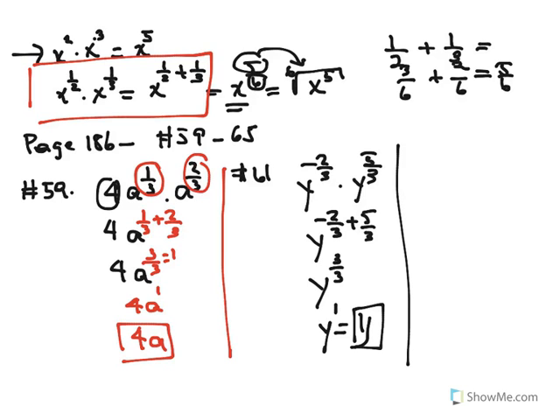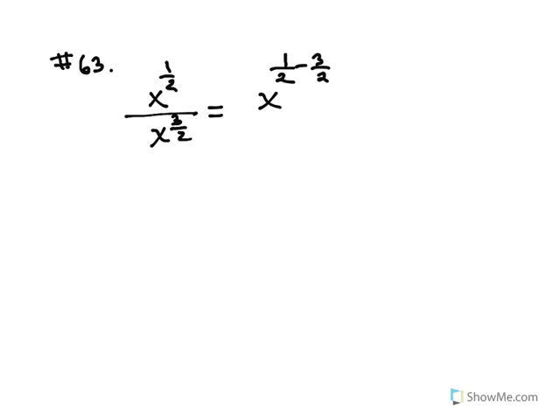Let's go to the next page. We're going to do problem number 63. It is x to the 1/2 divided by x to the 3/2. That is, I write my x, right? And it's going to be 1/2 minus 3/2. And 1/2 minus 3/2 is x to the negative 2/2. And negative 2/2 is x to the negative 1.